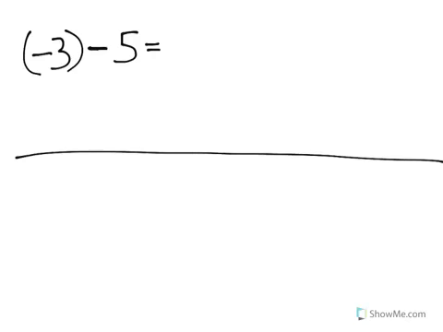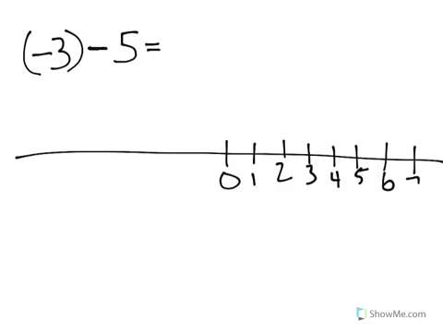Let's try another example here. How about this one? Let's go with negative 3 minus 5 equals. Okay, so once again, give me my number line here. 0 in the middle. We go 1, 2, 3, 4, 5, 6, 7. We'll try that. And let's see. 1, 2, 3, 4, 5, 6, 7. But of course, all of these are negative on this side.